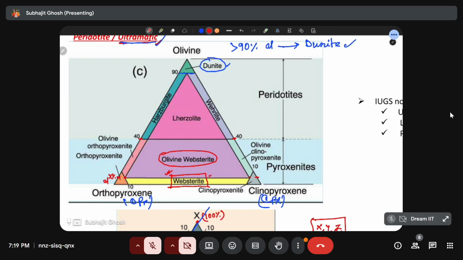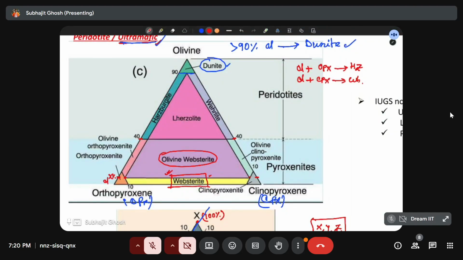Next thing, the three rocks which are important and always come into the exam: Herzbergite, Lherzolite, and Wehrlite. Just remember this: if there is olivine plus OPX, then it will be called Herzbergite. If there is olivine plus CPX, it will be called Wehrlite. And if there is olivine, OPX and CPX, and the triangle comes with a blank left, then you can say that this is Lherzolite.